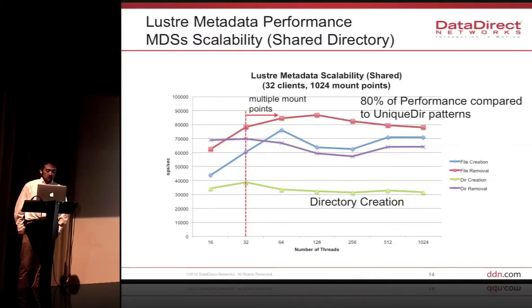This is also the scalability testing for the shared directory. Overall, it's good, though not much higher than the unique directory. However, most of the metadata operations achieve 80% of the unique directory access pattern, which is good. But we still see that directory creation is lower than file creation. It's not scaling much.